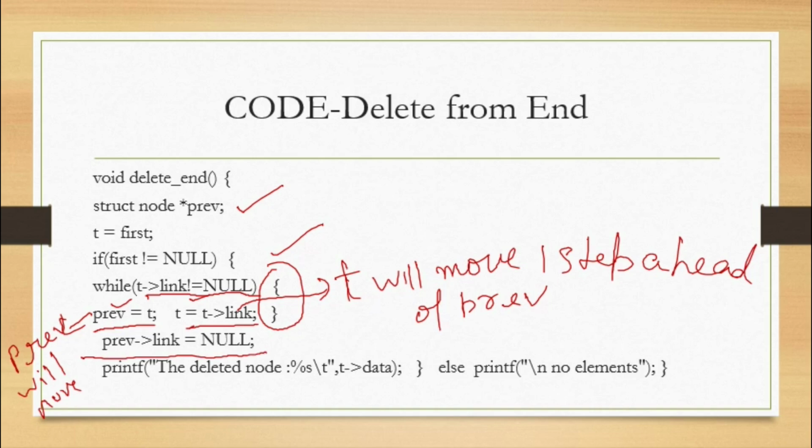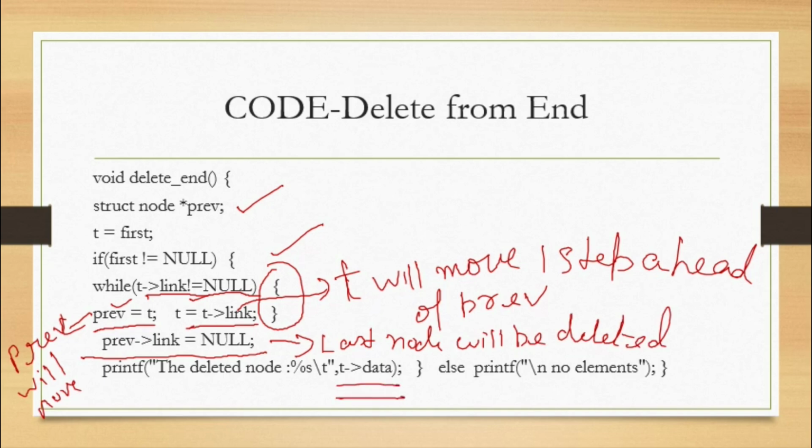When you do this, previous of link is equal to null, students, the last node will be deleted. To know which element it was, you need t of data. We use percentage s here because you may delete a character also, so it should be compatible with both character and number. s will take both. So that is how deletion from end happens.